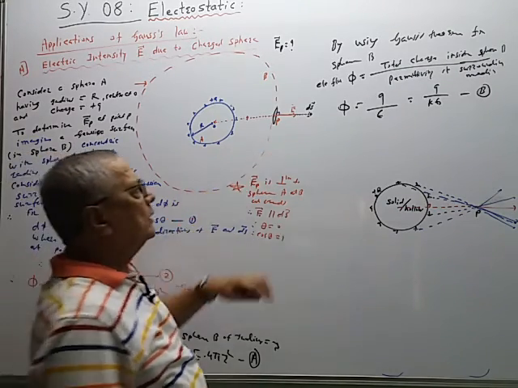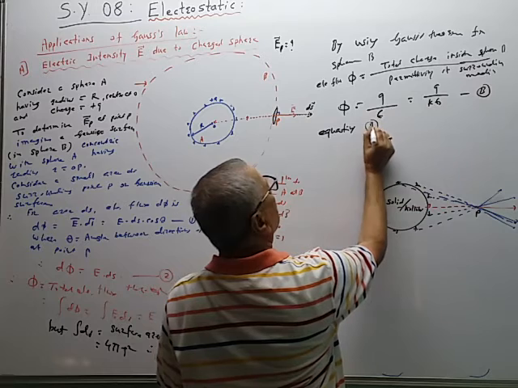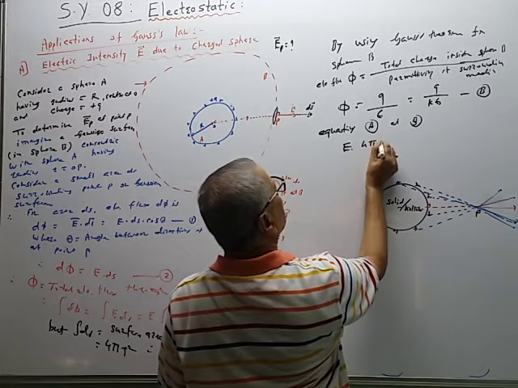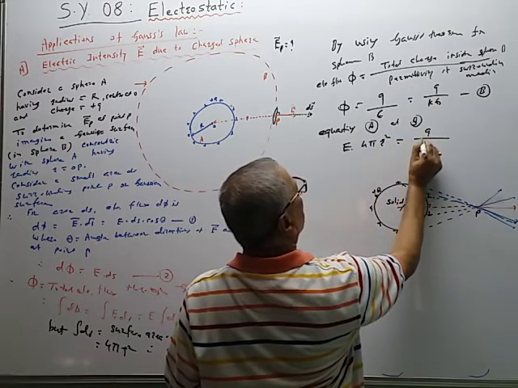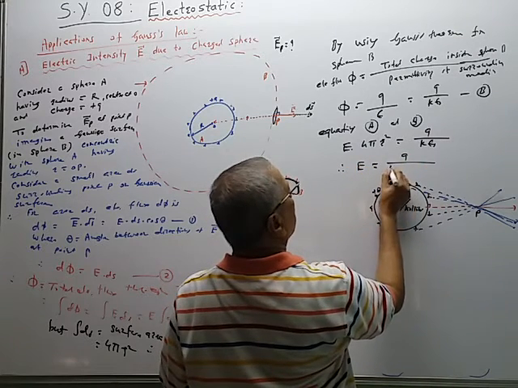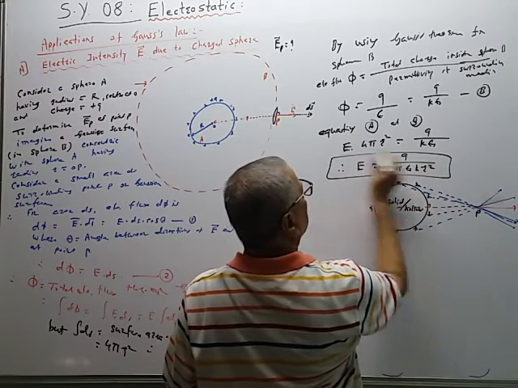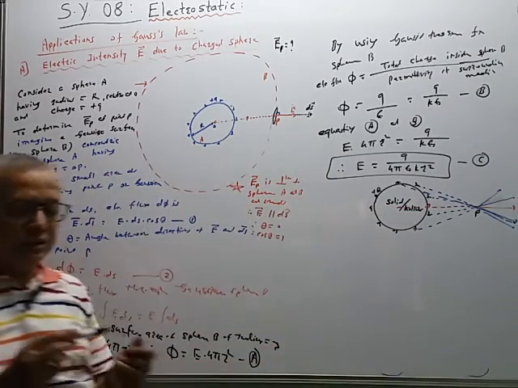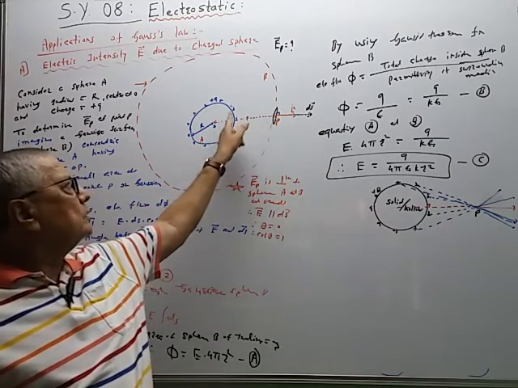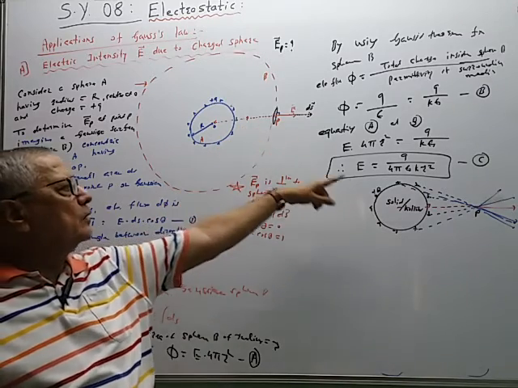By using Gauss theorem, equating A and B, E into 4 pi r square is equal to Q upon K epsilon naught, and therefore electric intensity has magnitude Q upon 4 pi epsilon naught K r square. This is equation C. So equation C gives the magnitude, and direction we already know. So direction is perpendicular to the surface area of the sphere, and magnitude is given by this value.